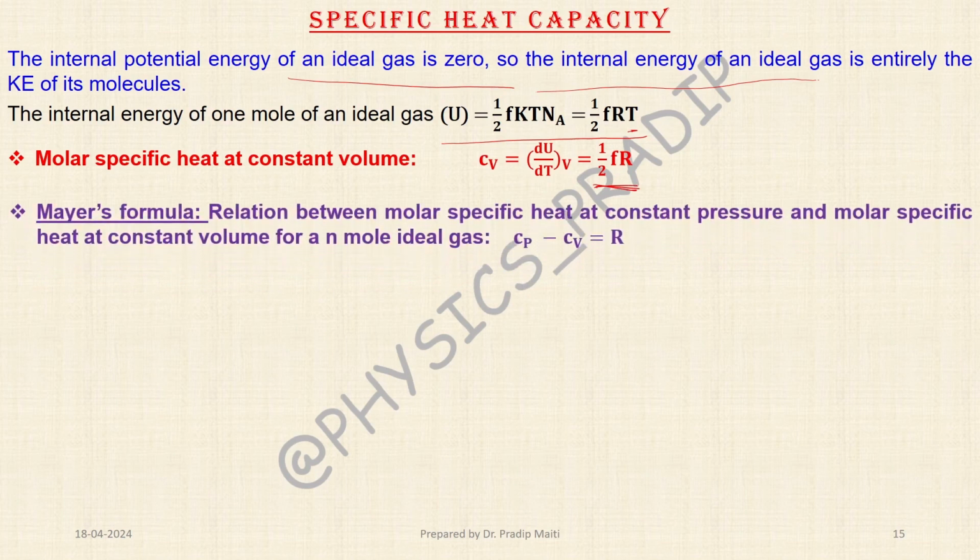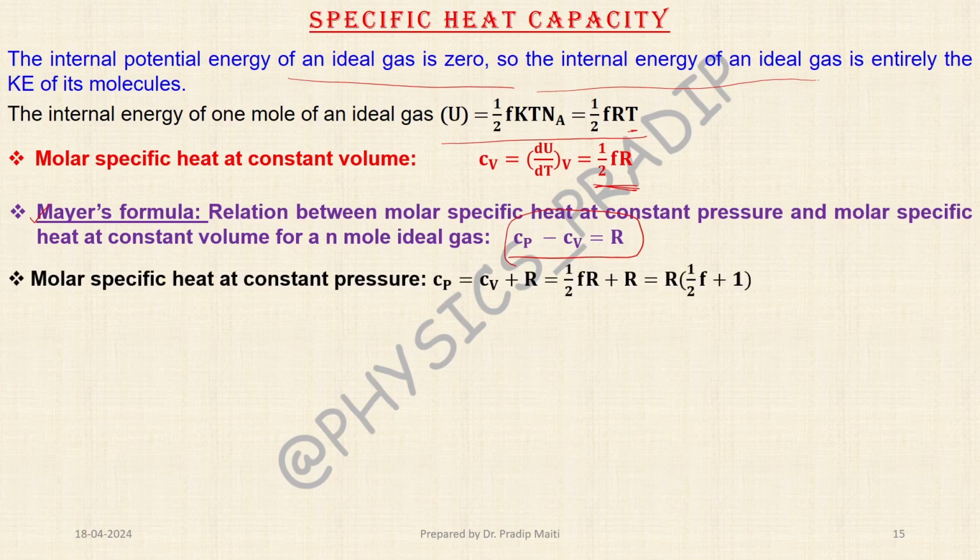And another important relation is Mayer's formula. It gives the relation between Cp and Cv, and for an ideal gas, Cp minus Cv is R for n mole of ideal gas. Molar specific heat at constant pressure is given by Cp equals Cv plus R. Cv already has a value of 1 upon 2 FR, so half FR plus R, so it is R into (F by 2 plus 1).